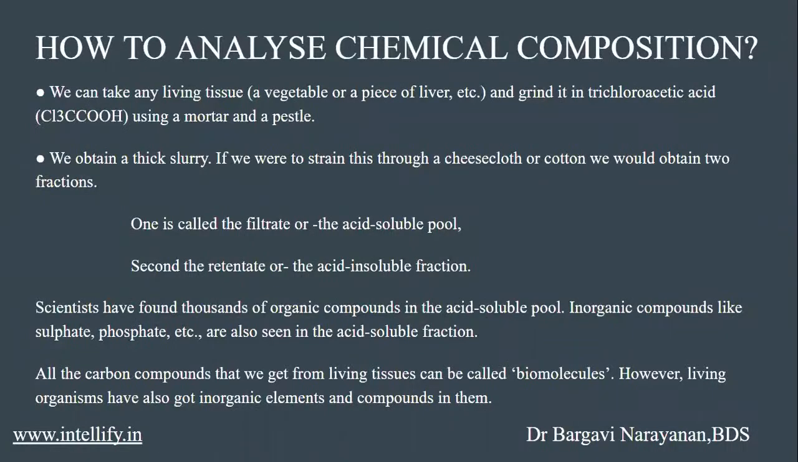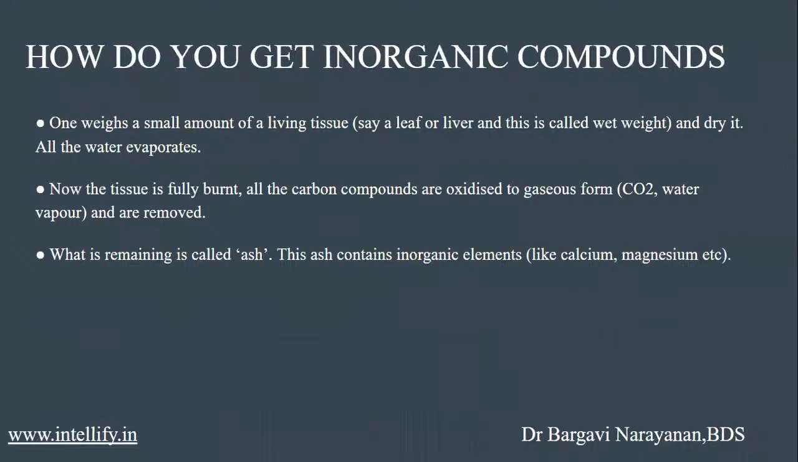Now scientists have found a lot of organic and inorganic compounds in the acid soluble pool. All the carbon compounds that we get from the living tissue are called biomolecules. However, living tissue also contains inorganic elements and compounds. Now, how do you get the inorganic elements and compounds? So, one weighs a small amount of living tissue, and that's called the wet weight. After you weigh it, you dry it so that all the water evaporates.